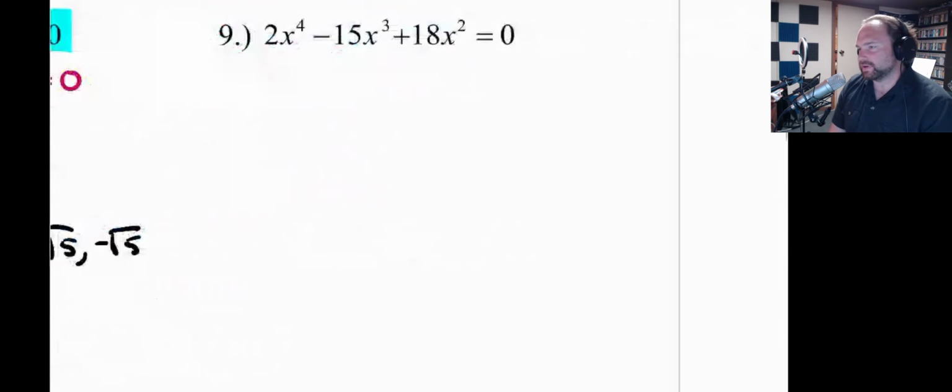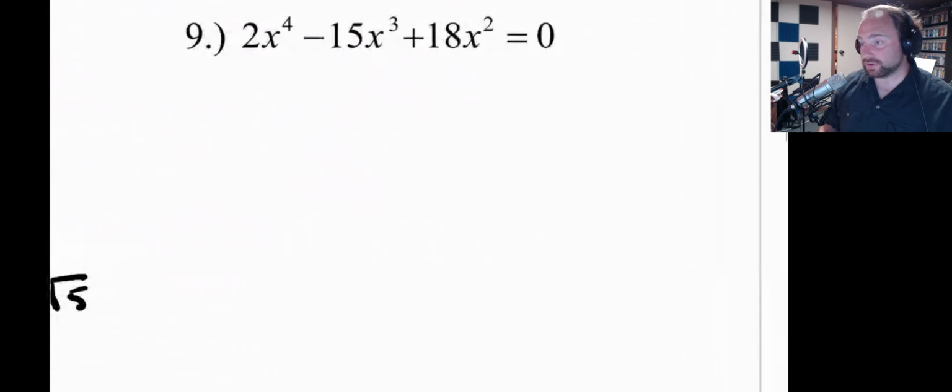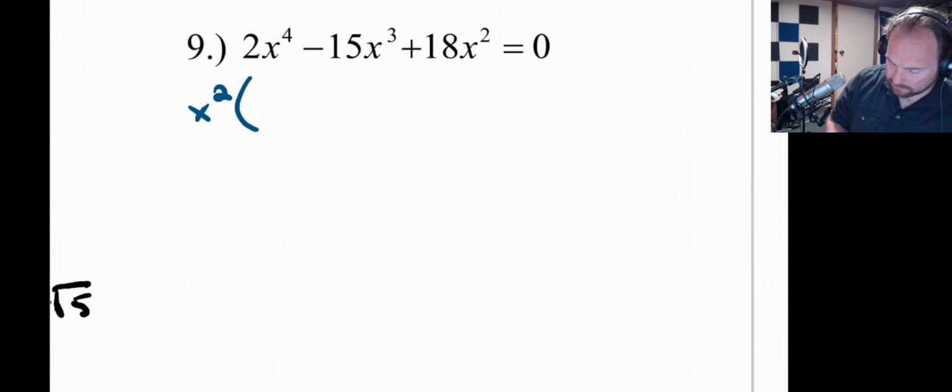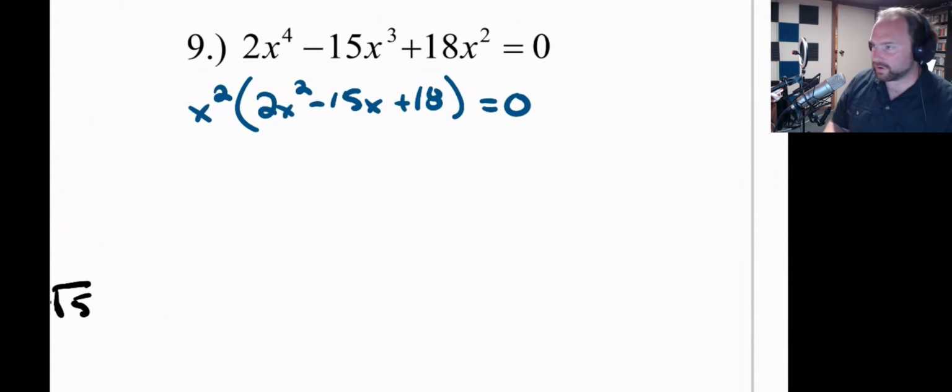And as if that wasn't fun enough, number 9 is a 4th degree polynomial, so it's going to have 4 solutions. This one is another really common strategy we use quite a bit. That's actually a lot easier than it looks because all of these terms have at least x squared, so we're going to factor x squared out right away. So that'll leave us with 2x squared minus 15x plus 18 equals 0 right there.